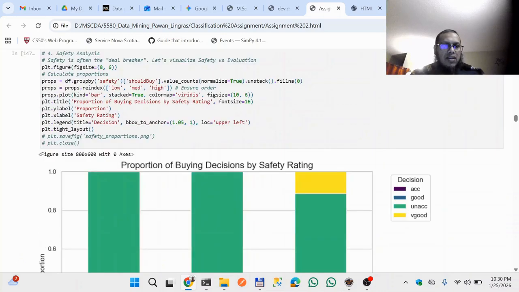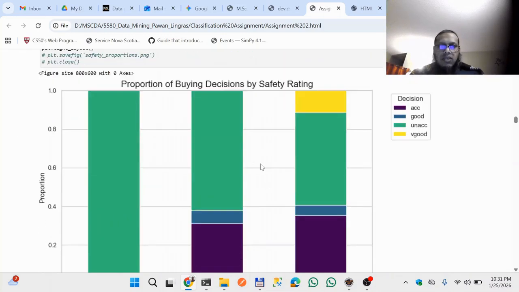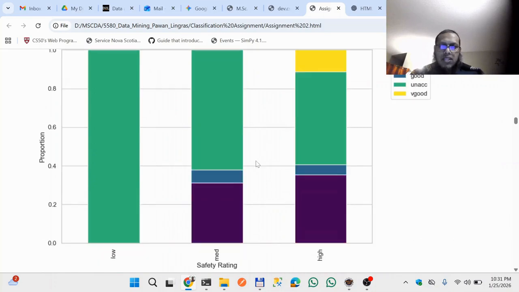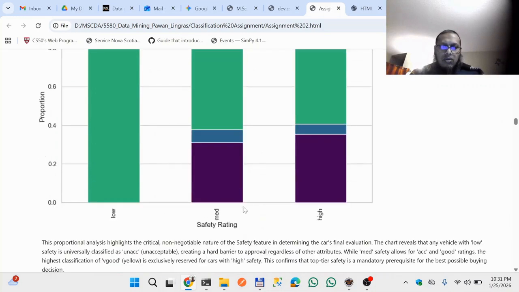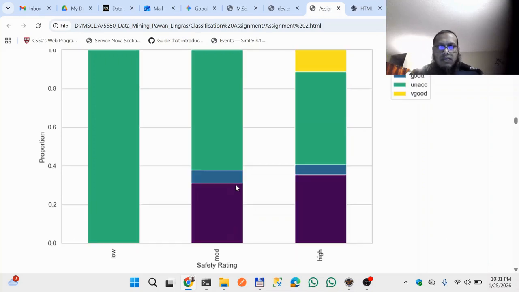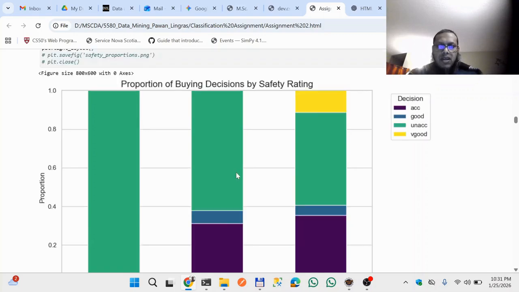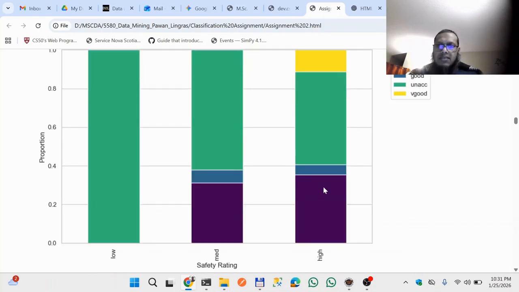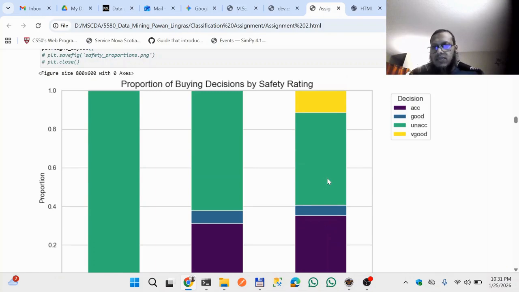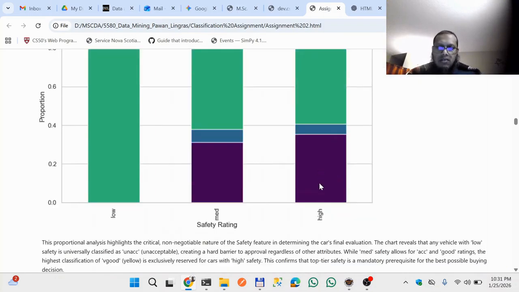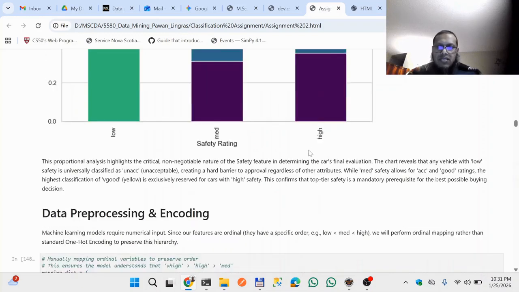After that, we have also run safety analysis with the buying decision. Here we have found that though for medium safety we are getting some good acceptable rate, the highest very good acceptable rate is for high safety. So it is the main influencer factor for the buying decision.